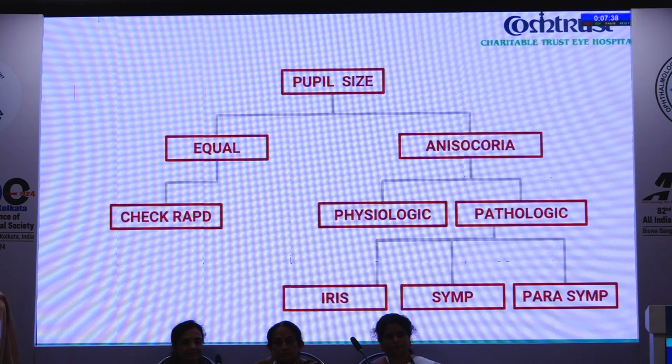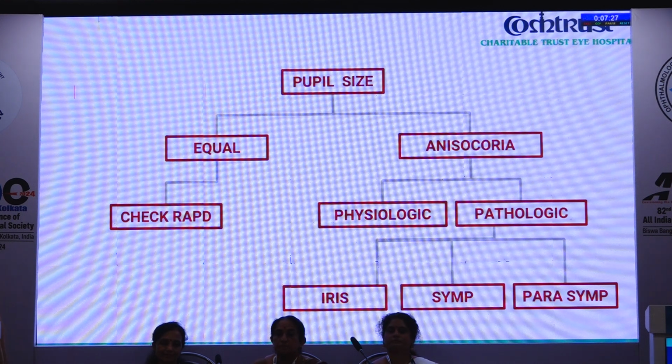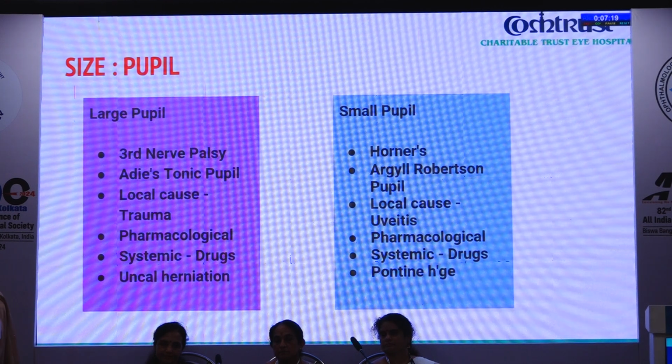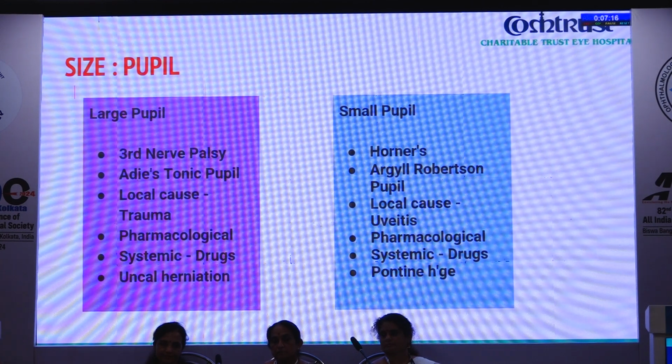So this is the algorithm. I will take you through each of these, but in general, if the pupil size is equal, check for RAPD, and if there is anisocoria, check whether it is physiological, or if it is pathological, check if there is any damage to the iris, or any sympathetic or parasympathetic defect. So these are the causes of a large and a small pupil. You all know it already.